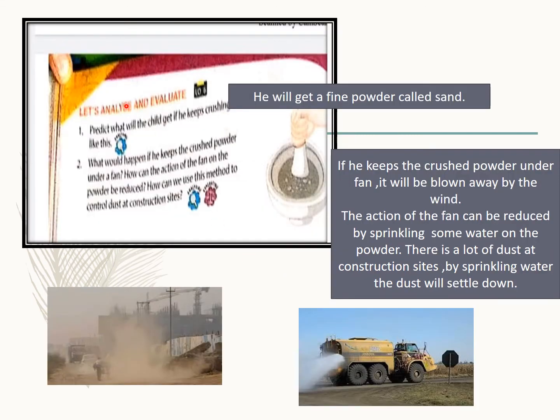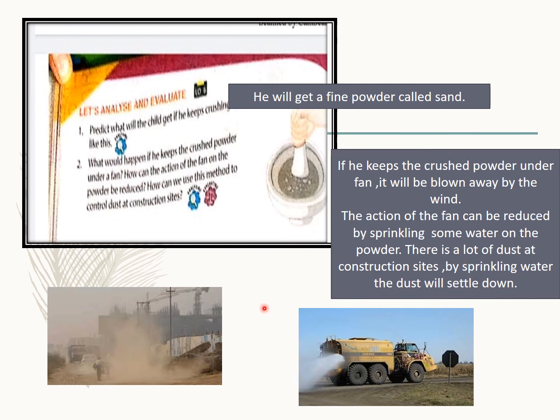Now this picture is not very clear. So predict what the child will get if he keeps crushing like this. He will get a fine powder called sand. Now, what would happen if he keeps the crushed powder under a fan? The wind from the fan is going to blow away the fine powder. So how can he help? How can the action of the fan on the powder be reduced? You can just sprinkle some water on the powder and it will not be blown away by the wind. So how can this method be used to control dust at a construction site?